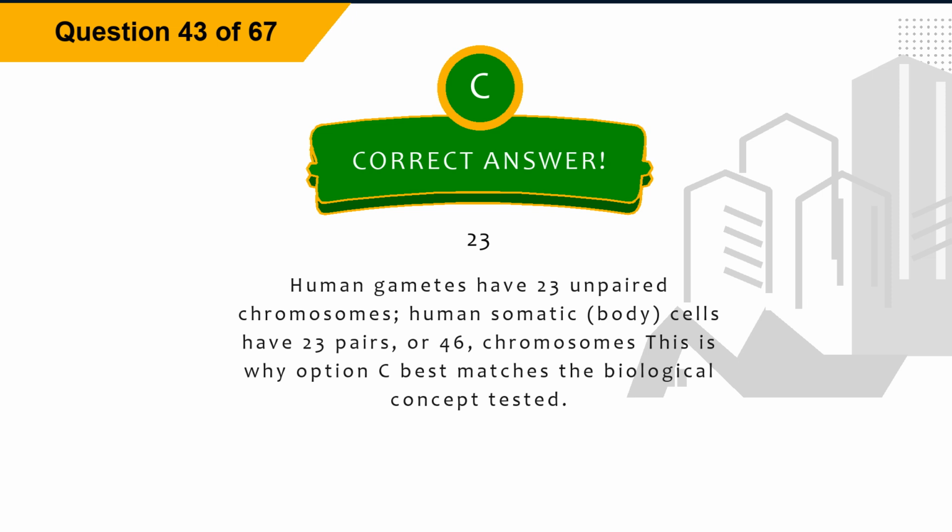Explanation. Human gametes have 23 unpaired chromosomes. Human somatic body cells have 23 pairs, or 46, chromosomes. This is why option C best matches the biological concept tested.